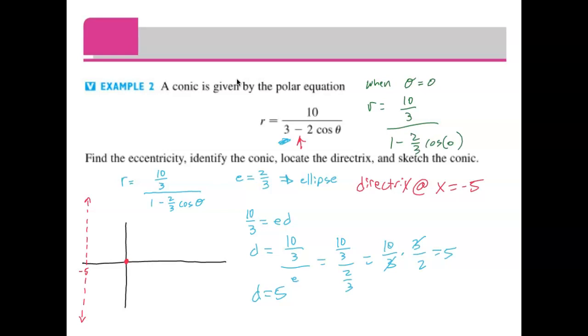Well, cosine of 0 is 1. So what's 10/3 over 1 minus 2/3? That's 10/3 over 1/3, which is just 10, right? So when theta equals 0, the radius is 10. So this is the polar coordinate (10, 0).